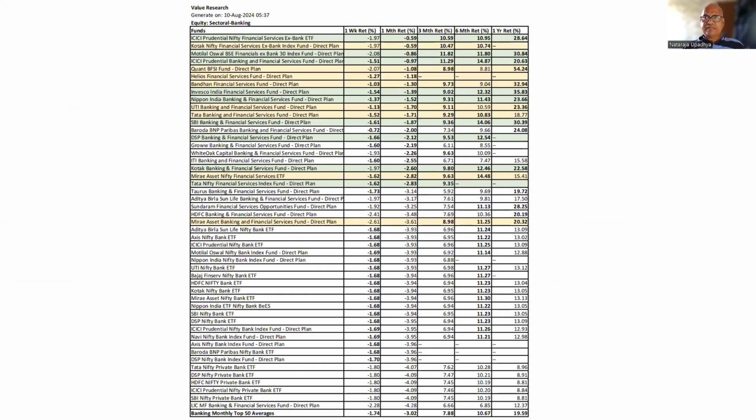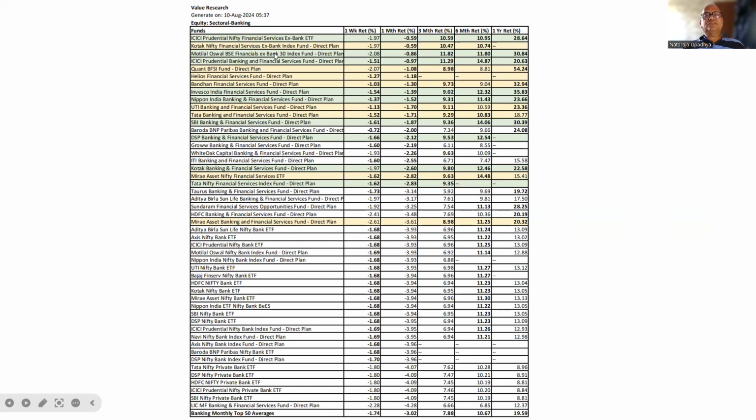Next, we are talking about banking funds. See, banking funds are, I think, second from the bottom. I mean, it is very disappointing and surprising. So we have taken only the top 50 among these. Now, the green ones are ICICI Prudential Nifty Financial Services, with a negative return for the month.